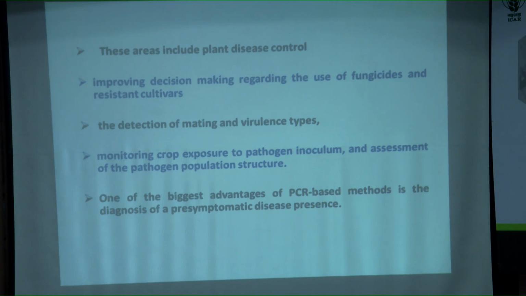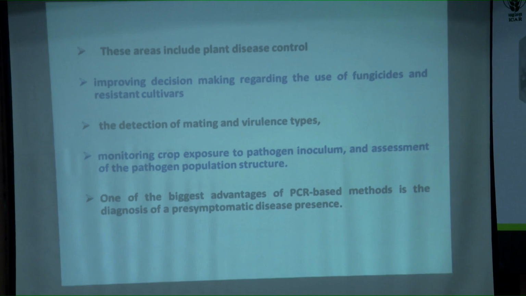So, this is where we need the role of molecular markers in plant disease management and in improving decision making regarding the use of fungicides and resistant cultivars also. Then there is the detection of mating and virulence type. Generally for some pathogens we have two mating types, plus and minus. If both populations are there, then the chances of mutation and virulence are more. So, to screen that also we need molecular markers. If a molecular marker is there, you can run it with your particular pathogen and see whether the positive type or negative type is present or not.